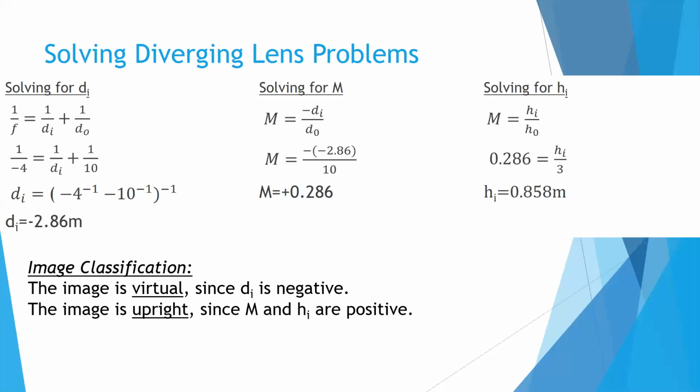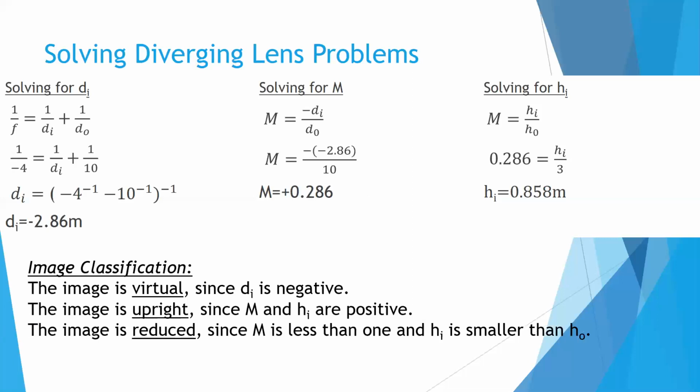So your magnification and your HI are both positive, so that means you got an upright image. Last thing we got to figure out if it's magnified or reduced. Once again, we can look at M or HI. Okay, if we look at M, we know that number is a decimal, it's less than 1. So that means it's going to be smaller than the original, right? It'll be like 28.6% of the original object size.